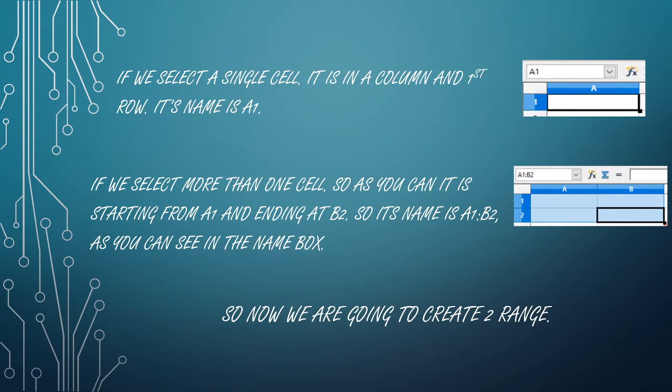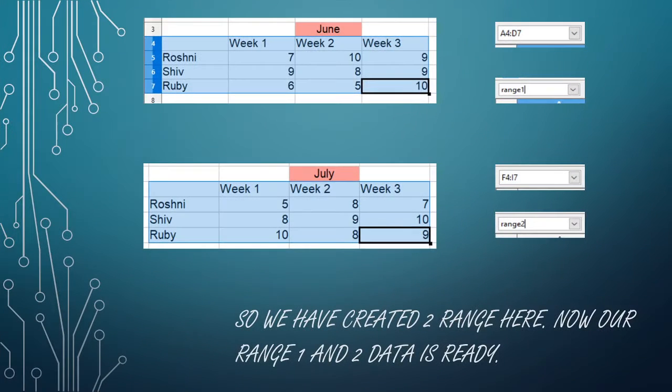If we select a single cell, it is in column A and first row, so its name is A1. If we select more than one cell, as you can see, it is starting from A1 and ending at B2, so its name is A1:B2, as you can see in the name box. So now we are going to create a second range. So now we have created the second range here. Now our range 1 and 2 data is ready.